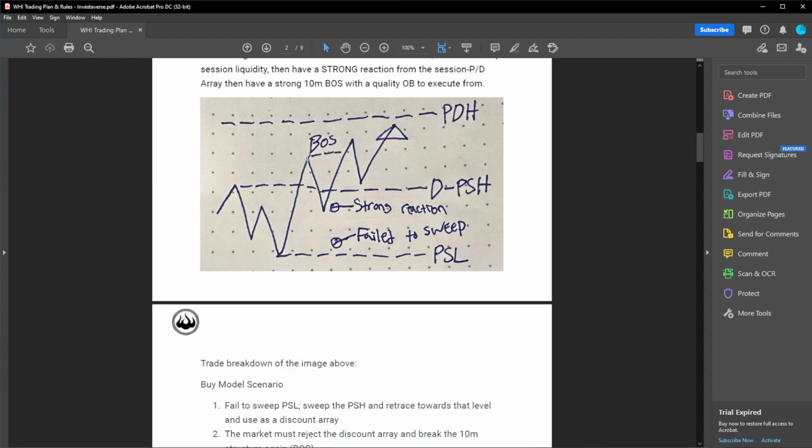While we're in this range, we retrace down to this discount array, and we don't have a market structure shift here. Instead, we're still within this range. Market breaks structure again, so we're still in the bullish scenario. And then if we have a strong break of structure, this is valid for me to take a buy entry here at an order block towards the previous day high.